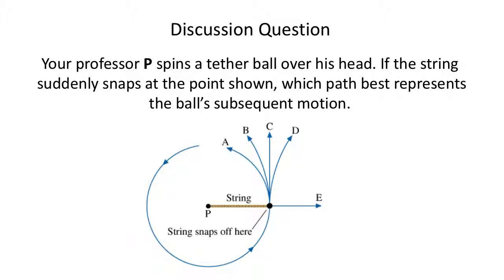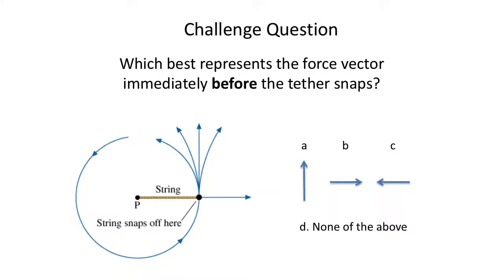But what is it going to do? When I cut this string, it's moving at a tangent velocity, and it no longer has this acceleration pulling it in towards the center. So it's just going to shoot in that direction. Answer C. Okay, good. Let's go to one more.